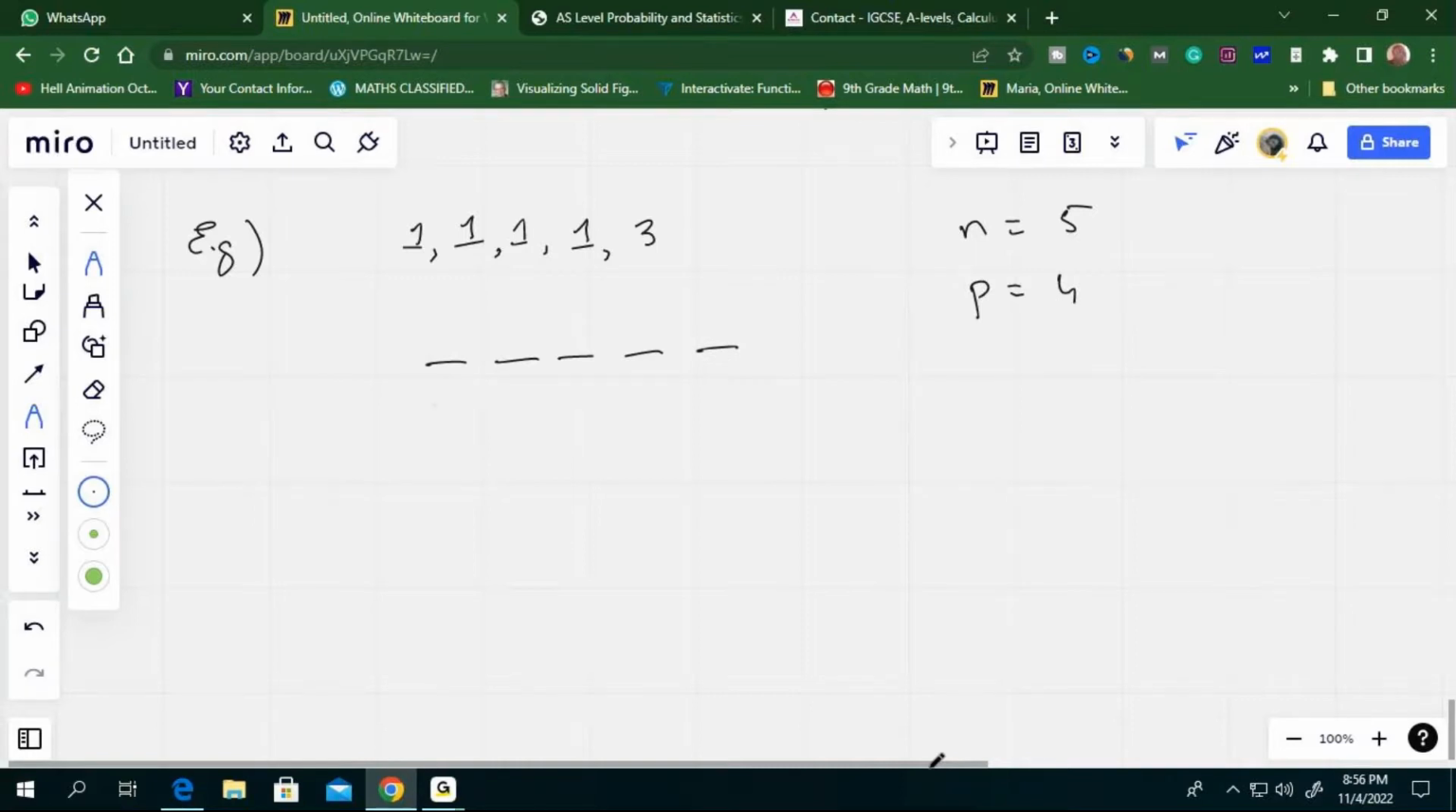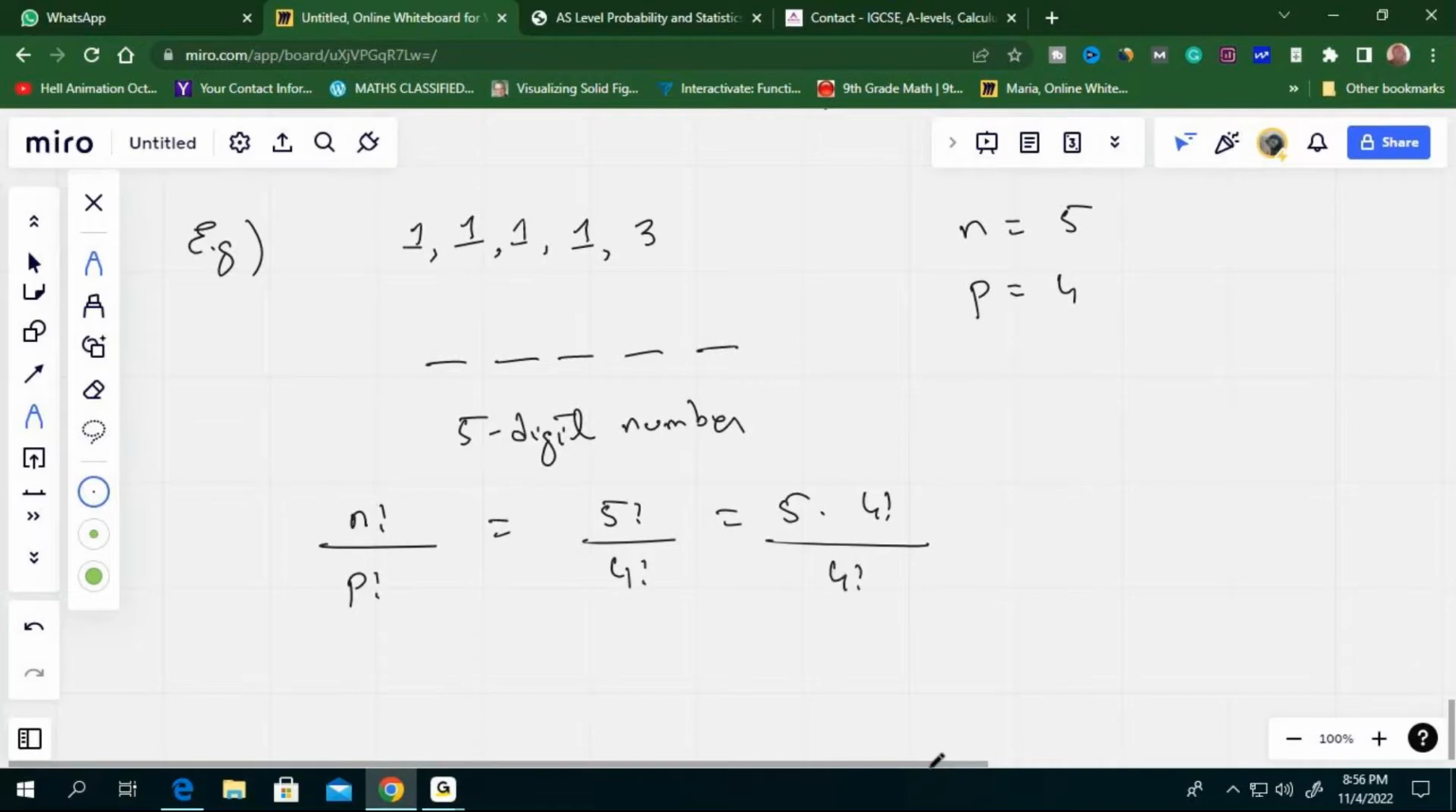What is going to be the formula to find out the total number of permutations if you need to form a 5-digit number? How many ways can you form it? N factorial upon p factorial. Are you getting that? This is going to be 5 factorial upon 4 factorial, so it is 5 times 4 factorial upon 4 factorial. This gets cancelled. You're having 5 ways to write down a 5-digit number.